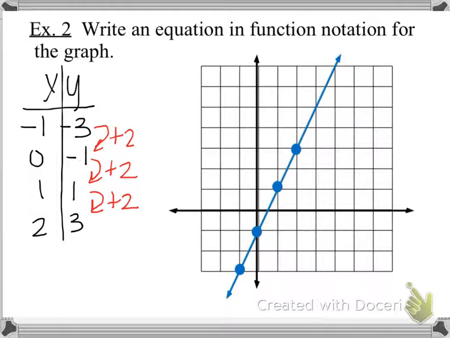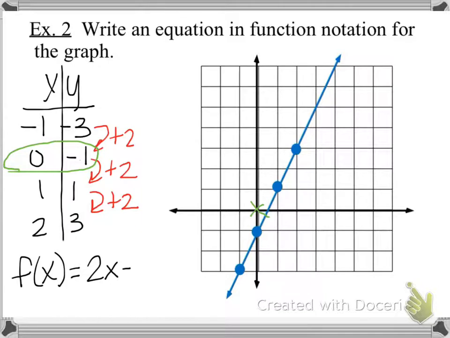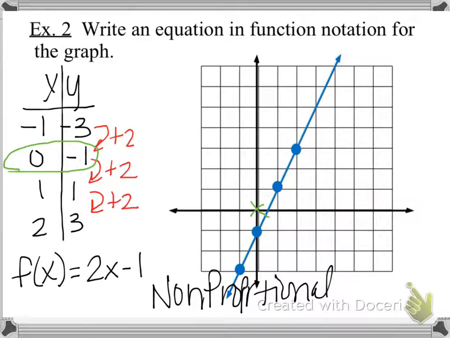And then you want to find the 0th term. In this particular example, your 0th term is right here. Notice that this graph does not go through the origin. The origin is right there. So this equation in function notation is f of x, and then you put your pattern, which is 2x, and then the 0th term gets tacked on. Because this one does not go through the origin, it's automatically non-proportional.